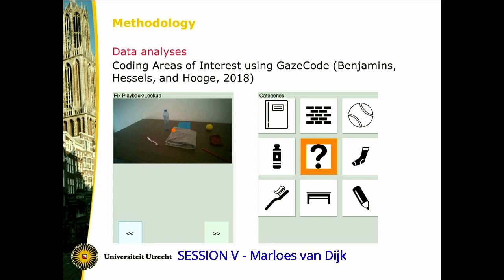The verbal responses of the children were coded on fluency, flexibility, and originality. And originality was coded sample-based. So when less than 10% of the children gave the same answer, it was coded as original. The eye-tracking measures were coded using GazeCode. We defined 9 areas of interest. The target object was in the middle and is visualized by a question mark because it differed during each trial. The 6 surrounding objects were represented left and right. And we also coded when children looked at the table or at the wall.